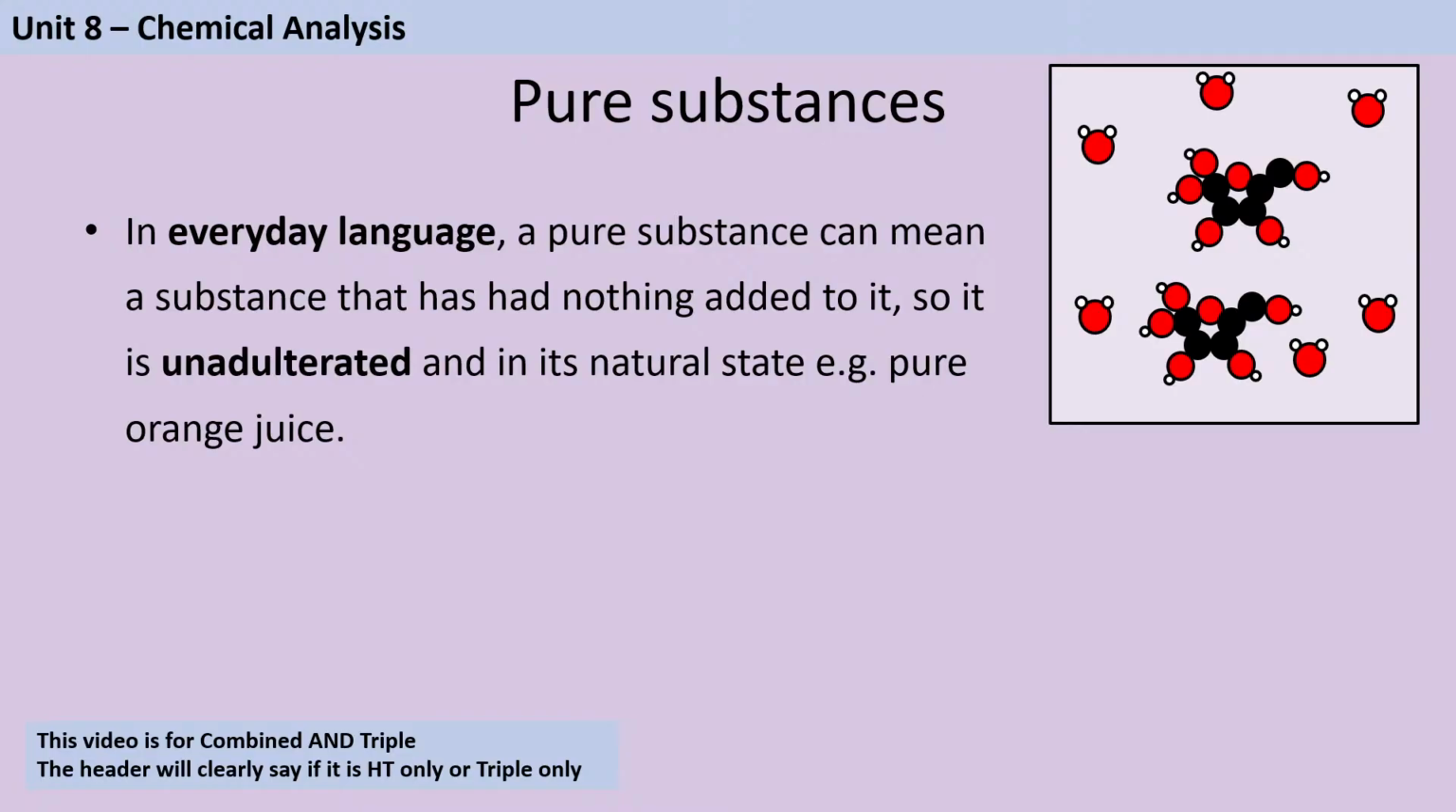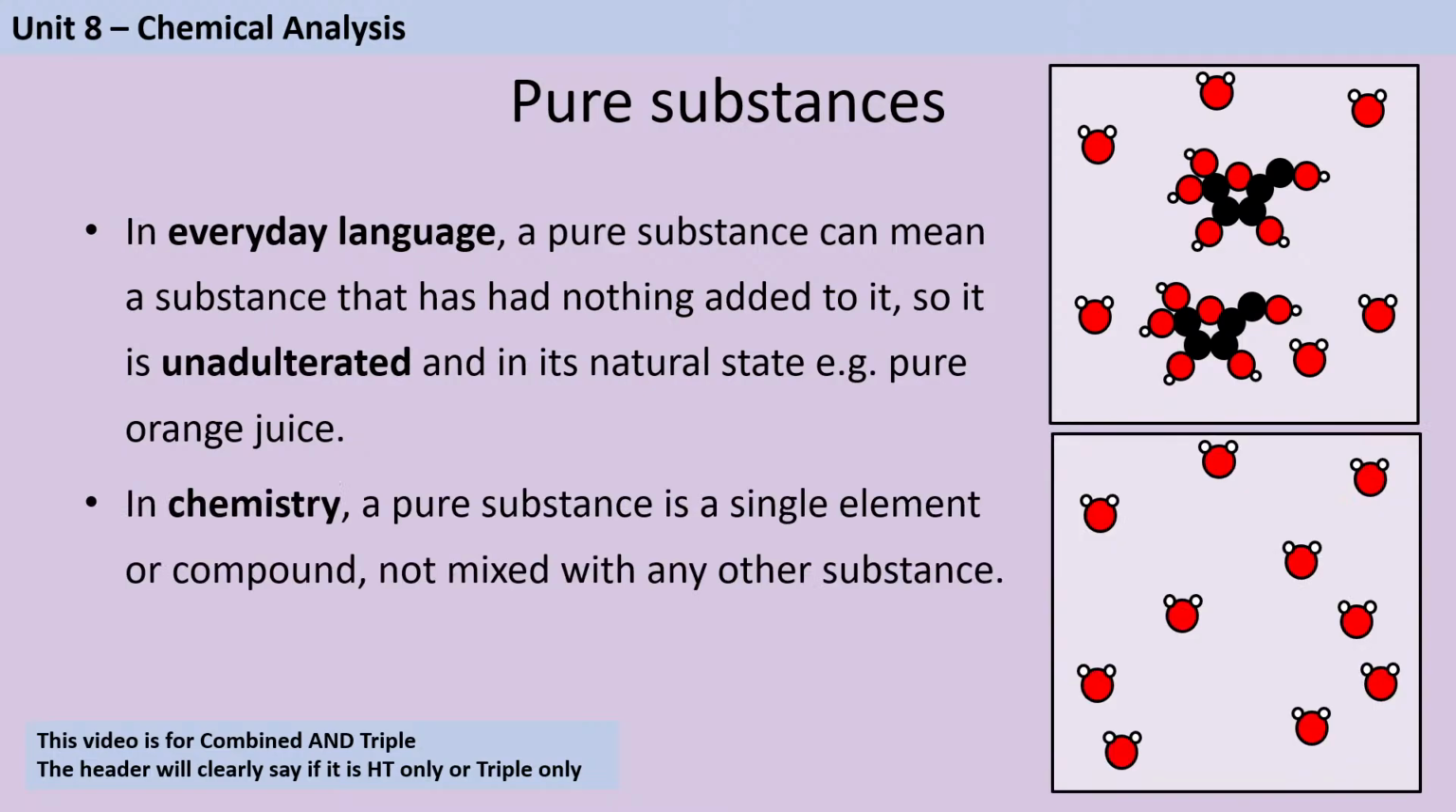So this very simplified picture here shows you that within some orange juice, we've got some water molecules, but we've also got some sugar molecules, and those sugar molecules came from the orange. I haven't added them in. So this is pure orange juice, even though it's got different things in it. And then in contrast to that, in chemistry, when we describe a substance as pure, we mean it hasn't been mixed with any other substance.